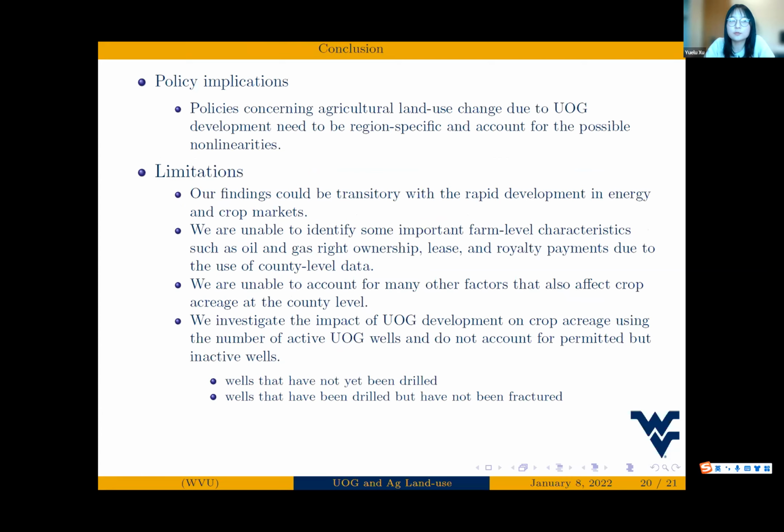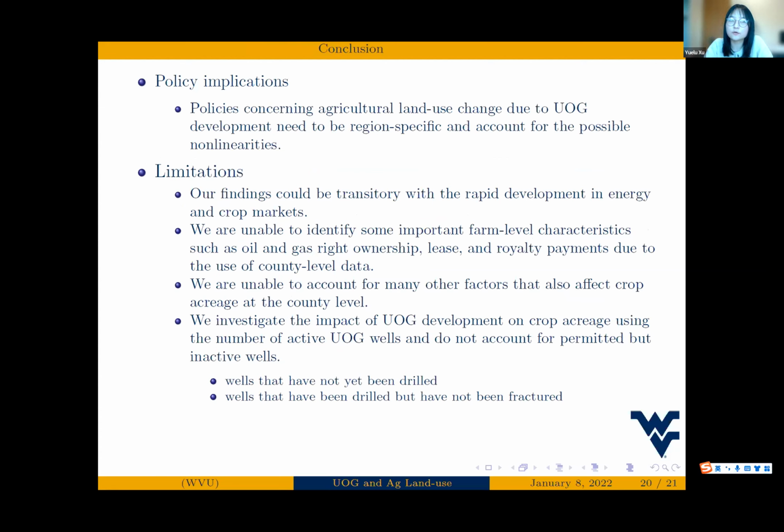In this study, we provide an analysis of how UOG development affects agricultural land use in the contiguous US and the 3 major shale play regions. Our results highlight that policies concerning the agricultural land use change due to UOG development need to be region-specific and account for the possible nonlinearities.